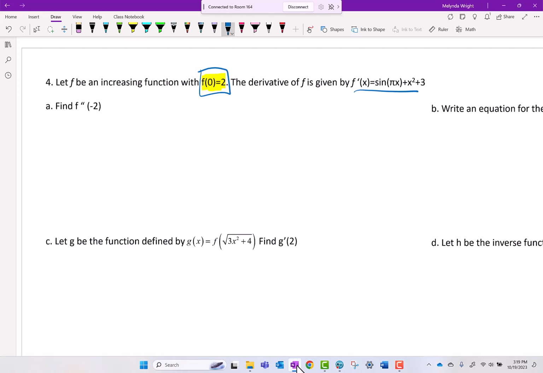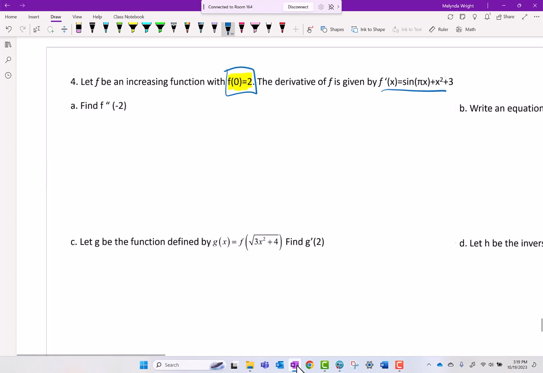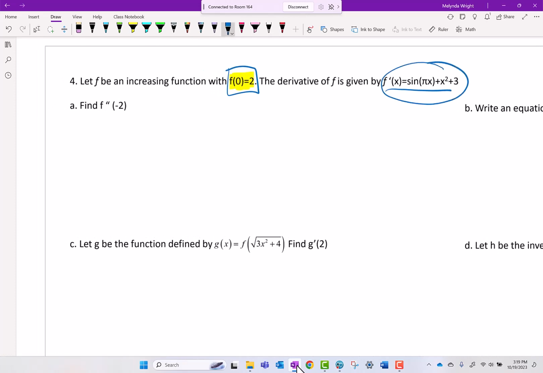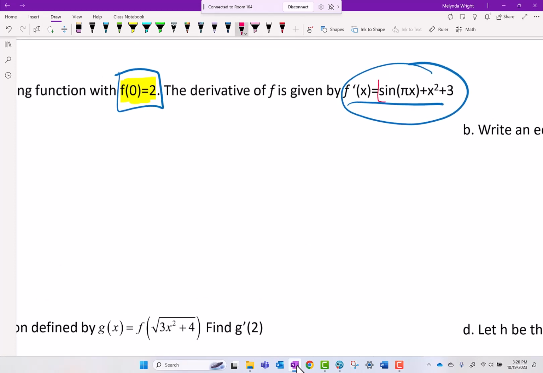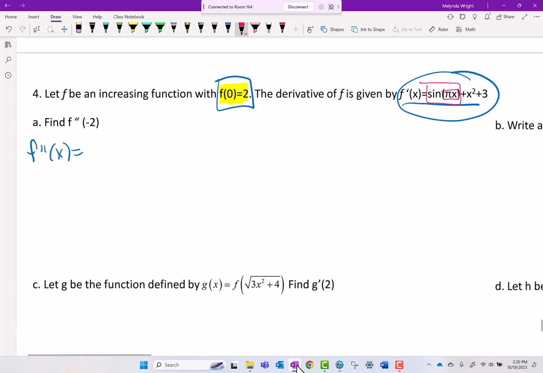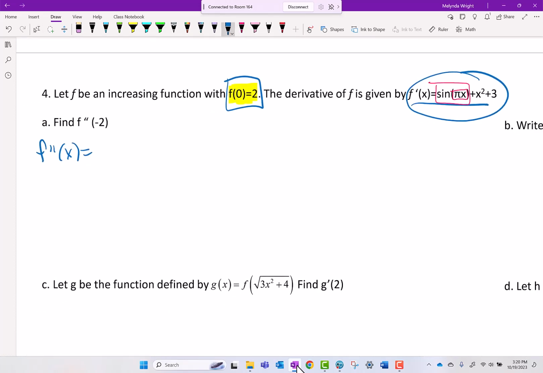So they want us to find the second derivative at negative 2. Well, we have the first derivative. We know how to find the second derivative, right? Second derivative of x. So here we go. Sine of pi x, that's a chain. Here's my outside, and here's my inside. Okay, so the derivative of sine is cosine, copy paste the inside, times the derivative of the inside.